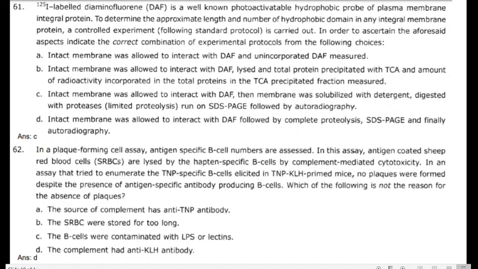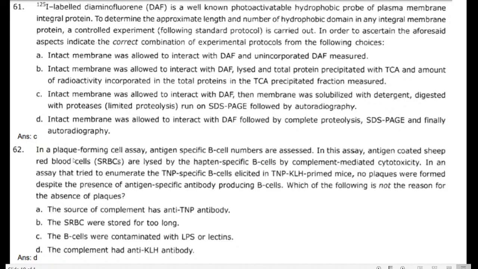For that question, the intact membrane is allowed to interact with DAF, the I-125 labeled diaminofluorene. After this labeling, the membrane is solubilized with detergent, for disturbance of the membrane. After that it is digested with protease, which cleaves the peptide bonds between all those membrane components. Then SDS-PAGE is run to determine the size. And for the detection, that is the visualization, it is labeled with autoradiography.